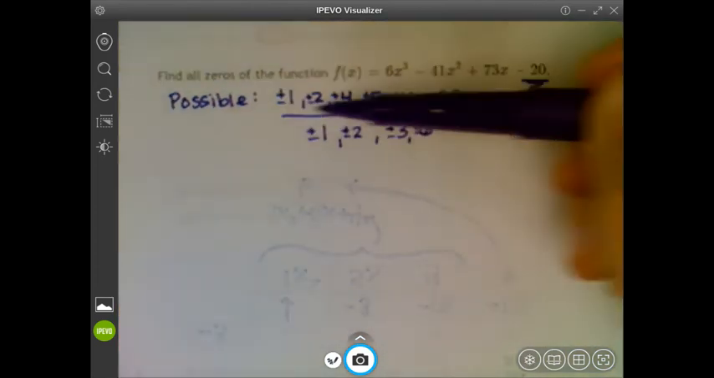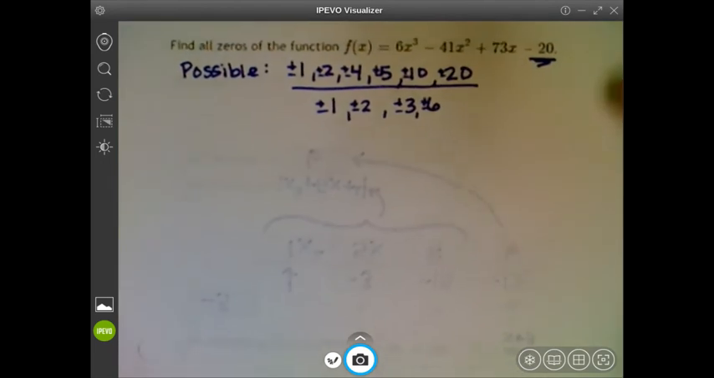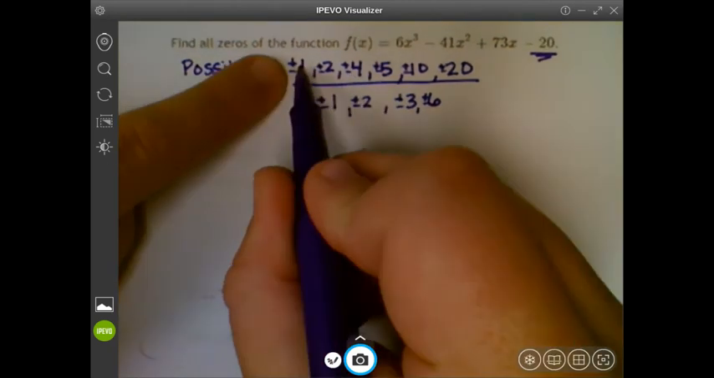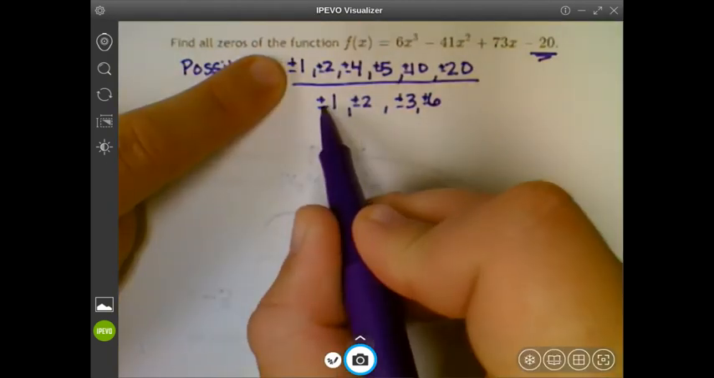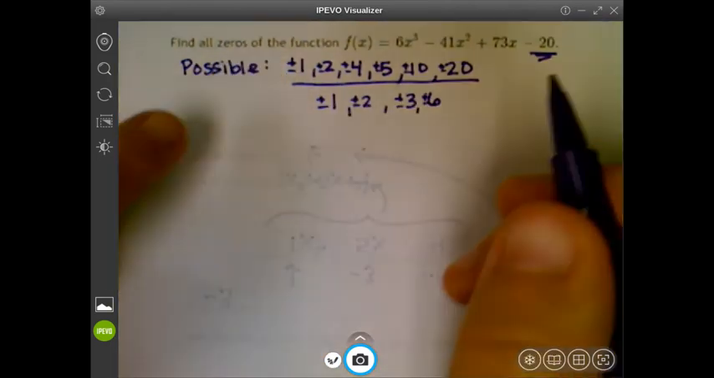And so the possible zeros, you have to divide each one. And so we're going to make a list. And this is going to be quite a long list, right? But all the possibles. So I'm going to take each one of these in the numerator, divide it by 1. Then take each one and divide it by 2. Then each one divide by 3.